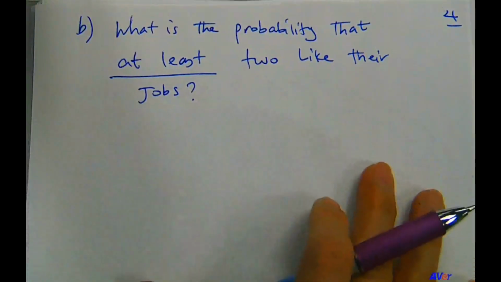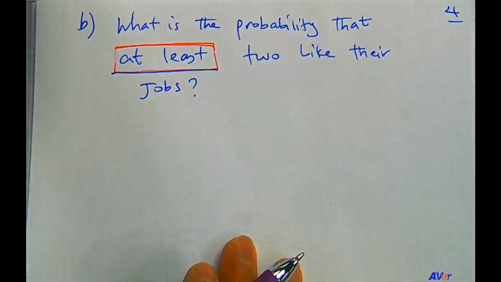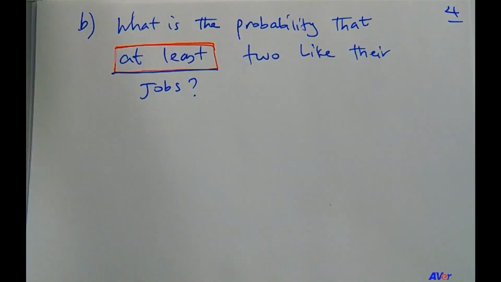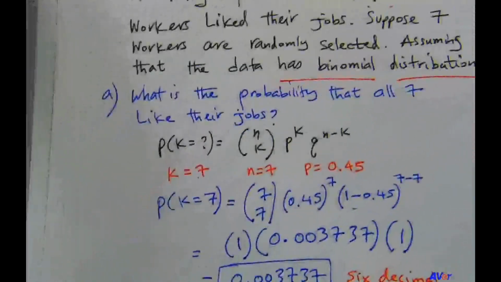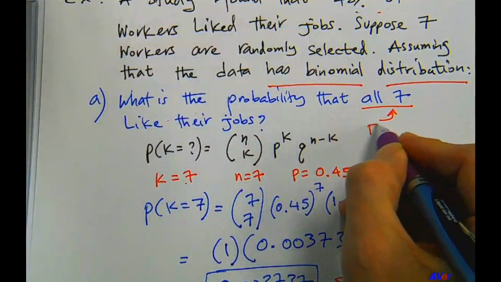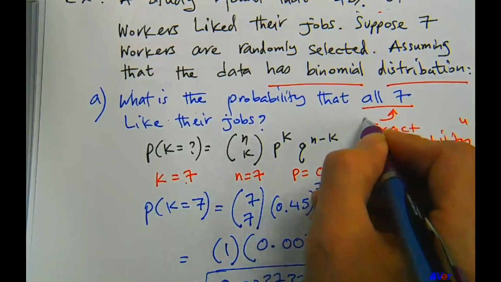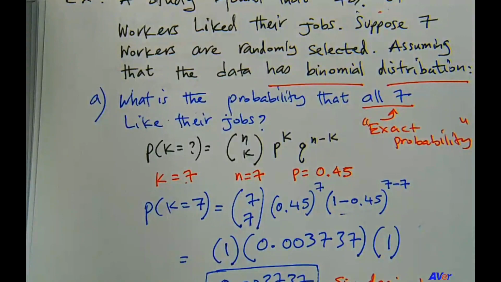Okay, so let's get our heads around this question, because this makes part B very, very different from part A. In part A, we were asked, what is the probability that all 7 like their jobs? This is what is called exact probability. Exact probabilities ask you for the probability of a single outcome. Suppose I said, what's the probability that 2 didn't like their jobs? That would be an exact probability. What's the probability that 5 liked their jobs? That would be another exact probability, right?